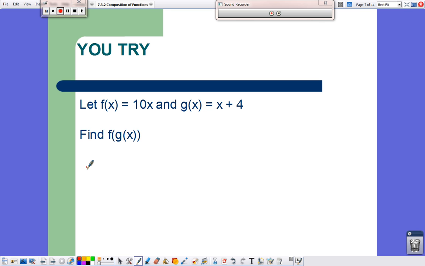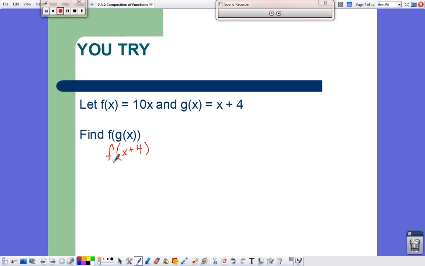Okay? This one's a U-try. So go ahead and pause the video and try this one on your own and see if we can get the result. Okay? All right. So remember, first of all, we need to start off by replacing this g of x in the parentheses. So the problem turns to f of x plus 4 is all it turns to.